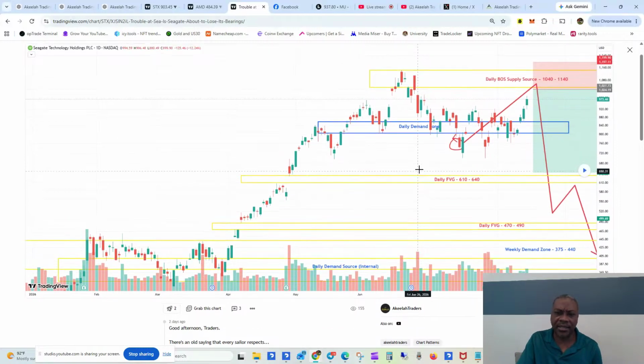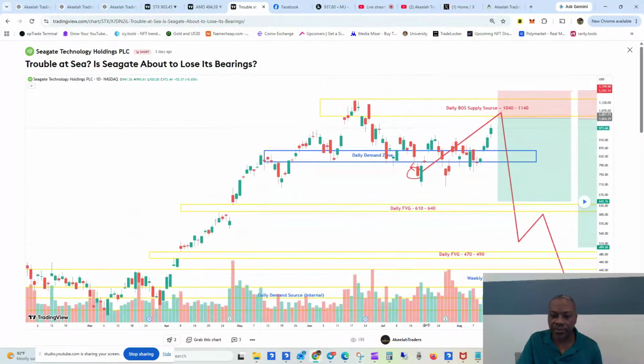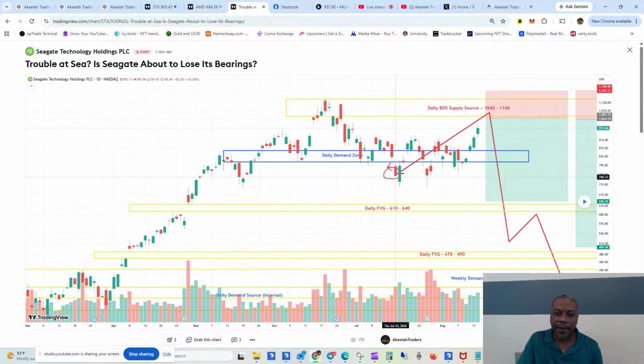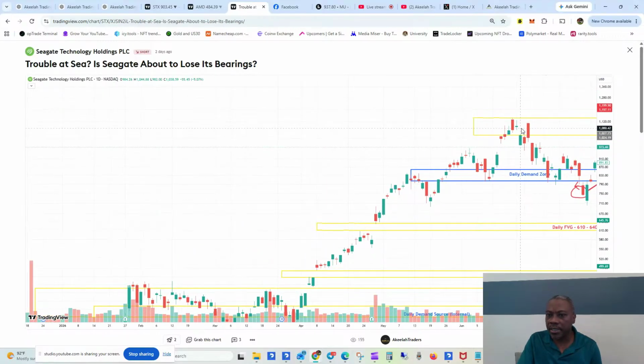And there must have been a lot of stuff going on July 16th. That matches up with several other areas. So with this daily break of structure down, what I was expecting to see, as usual, is the market push back up into this area to retest. So this is now the source of that move.